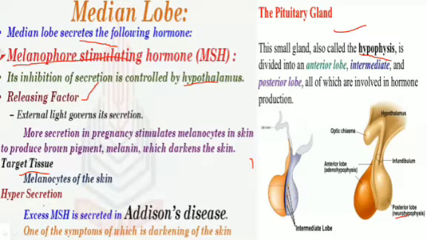If it is secreted in more quantity, like hypersecretion, so this excess melanocyte stimulating hormone is secreted in the body, that can cause Addison's disease. Actually, Addison was the scientist who discovered this disease. So Addison's disease, and one of the main important symptoms of this is darkening of the skin. So the person gets too much darker skin with patches in the skin if he is suffering from Addison's disease.